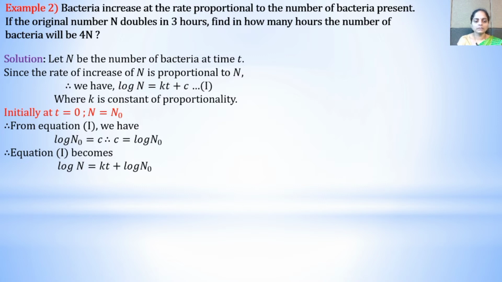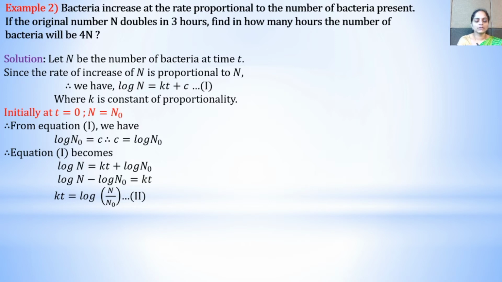Now we take the term log of N0 to the LHS. So it becomes log n minus log N0 is equal to kt. We know that log m minus log n is equal to log of m divided by n. So we use this formula in this equation. So it becomes kt is equal to log of n divided by N0. This is our equation number 2.